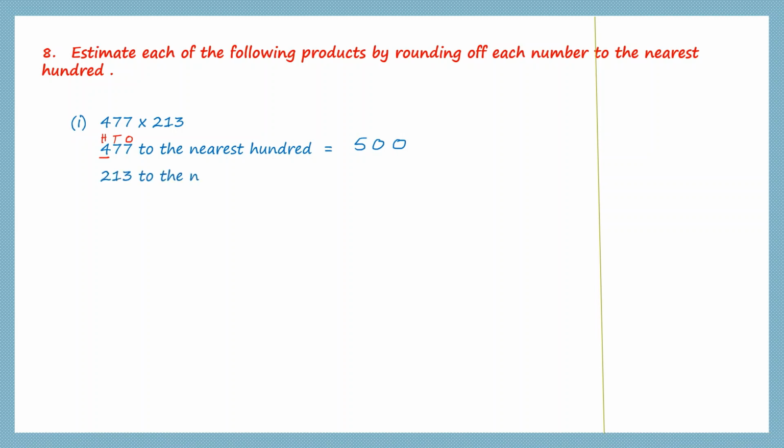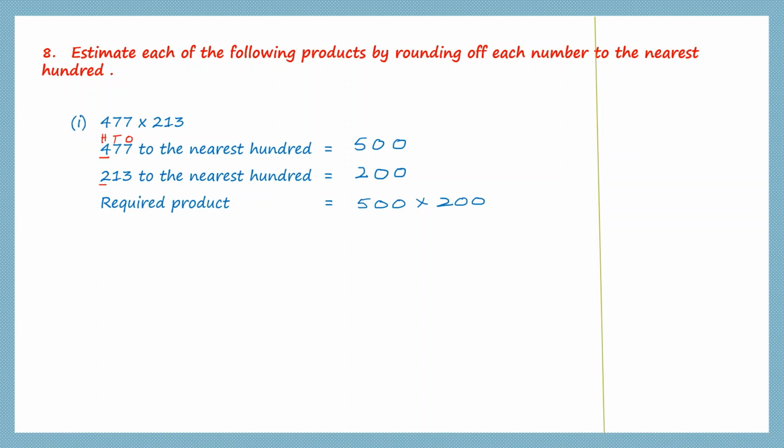Next we have 213 to the nearest 100. The digit in the hundreds place is 2. The digit to its right is 1, which is less than 5. So 2 will remain the same and we put two zeros. Now the required product will be 500 into 200.